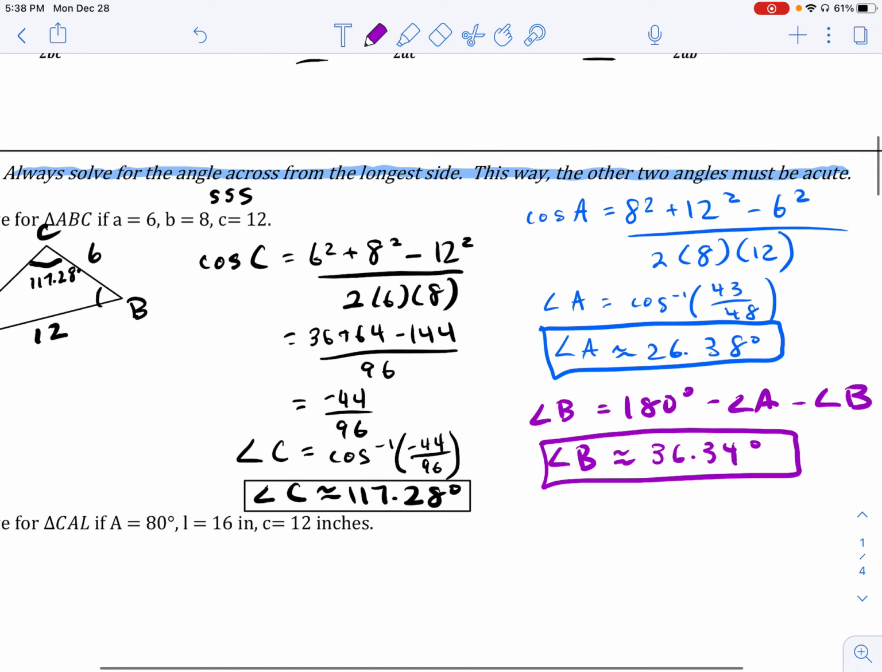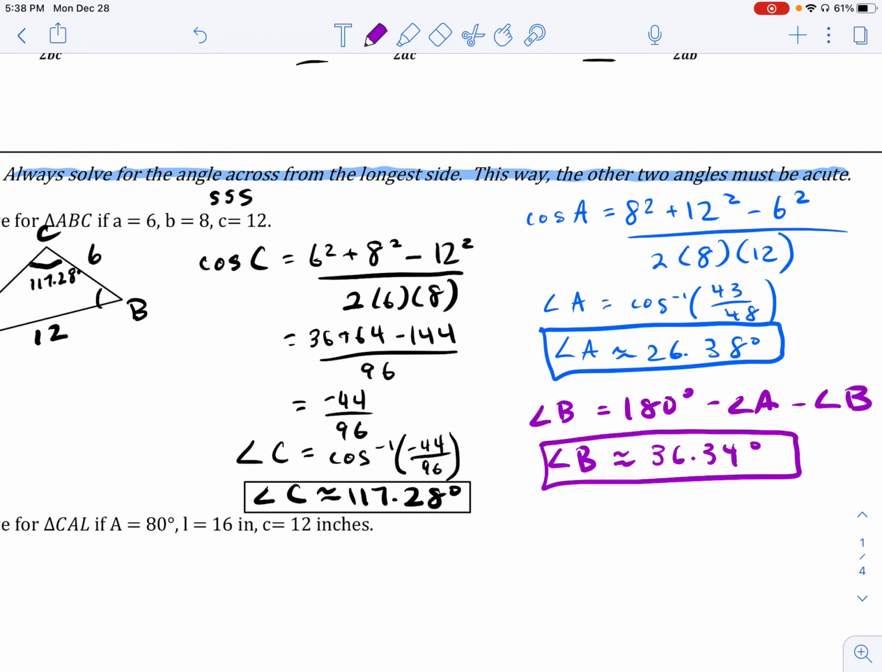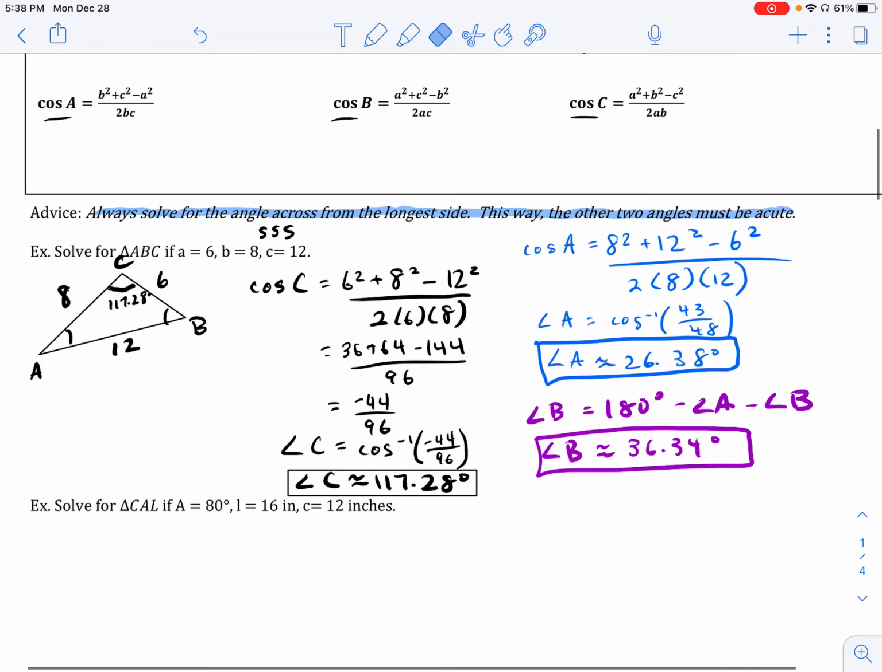And again, we could have saved ourselves a lot of trouble had we just started with the largest angle to begin with. And that way we could have just used either the law of sines or the law of cosines to figure out this angle here and then get the third angle by just simply subtracting from 180. So hopefully that helps clarify how to work with the law of cosines.